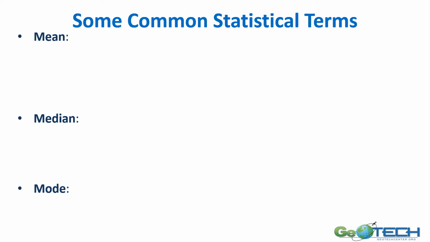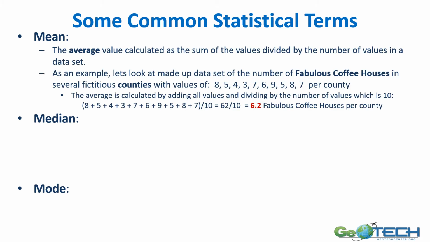Some common terms: mean, median, and mode for statistical operations. The mean is the average, calculated by dividing the sum by the number of values in a data set. For a lot of the topics in this concept module, I'm going to be looking at fabulous coffee houses. It's a fictitious set of coffee houses and a fictitious set of counties, but we're going to look at how the collection of that data about the coffee houses can be analyzed.